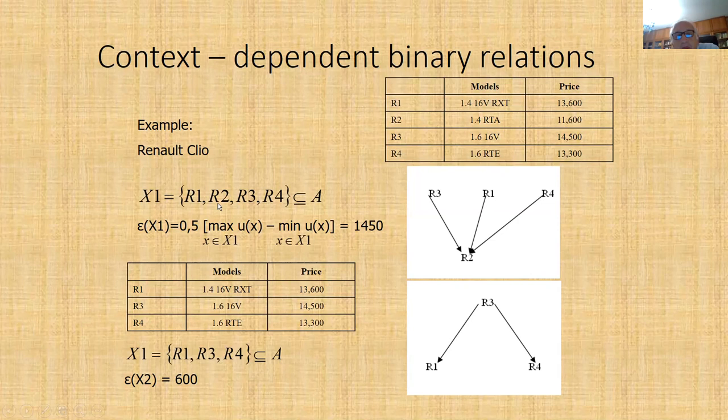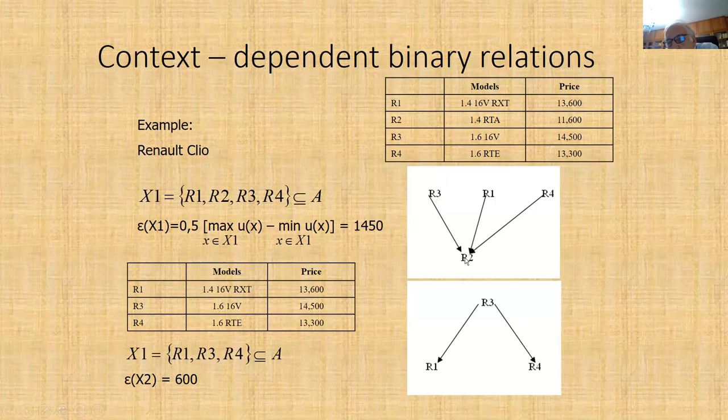Okay? Look here. I define epsilon in this way, it is 1,450 euros. Then I can construct a binary relation among these four alternatives, just comparing these models with this epsilon depending in this form. U of X is my price, epsilon is this epsilon. And I will get this relation: R3 is indifferent to R1, R1 is indifferent to R4, R3 is indifferent to R4, and all of them are better than R2.